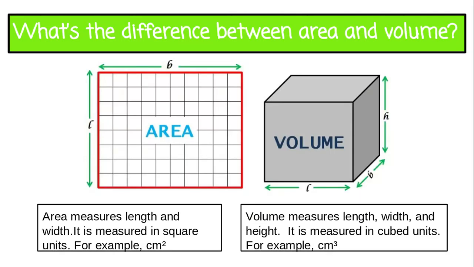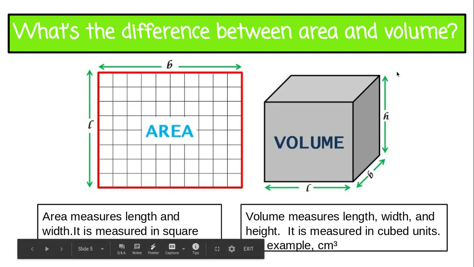Okay, what is the difference between area and volume? Well, area has two measurements. It measures its length and its width, and it's measured in square units, as I said before. For example, centimeters squared. Now, volume, on the other hand, is measured in three measurements: length, width, and height, and it's measured in cubic units.